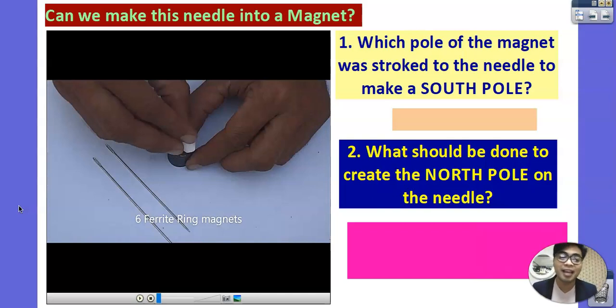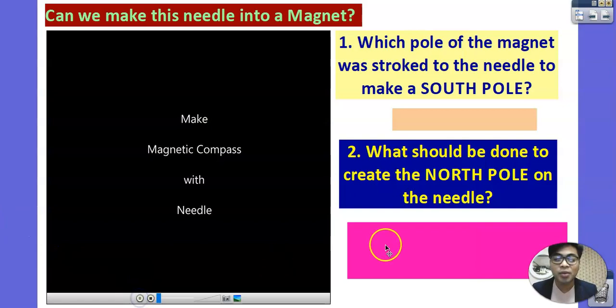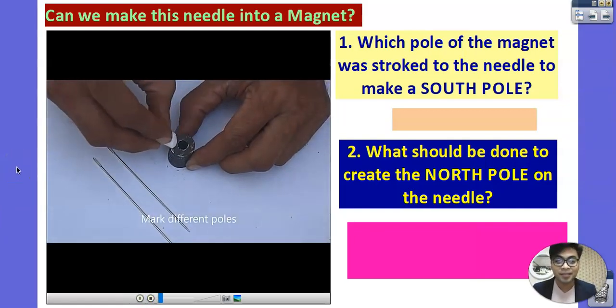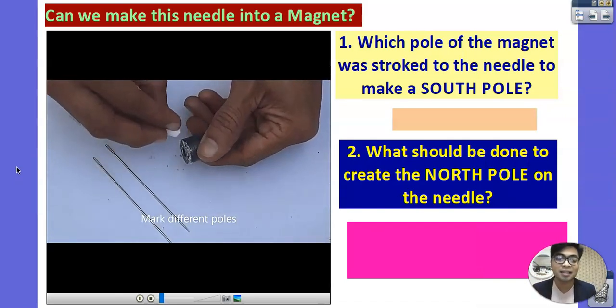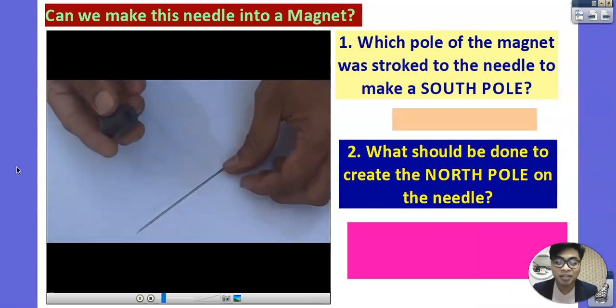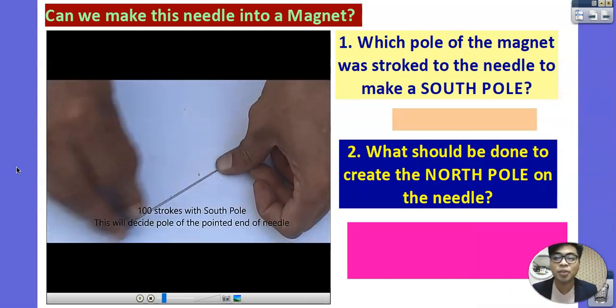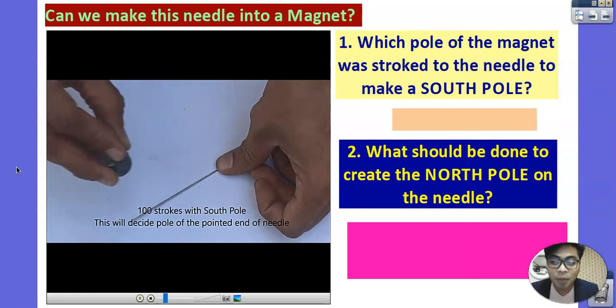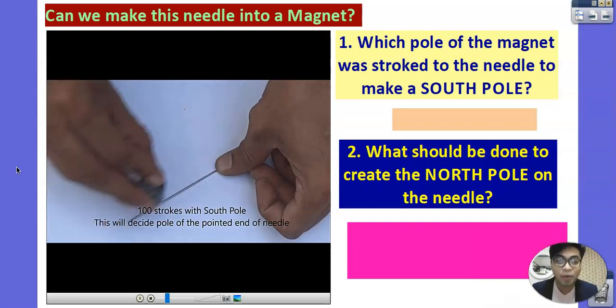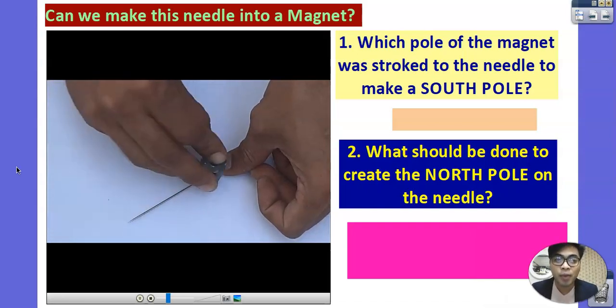To better understand and better answer that question, and to prove that we really can make this needle into a magnetic material, I want you to take a look at the video right over here. All we need is a ferrite ring magnet. It's a circular magnet, and I think you have seen this a lot of times in our laboratory. We're going to mark it to associate it with a different pole and just rub it there. So 100 strokes with the south pole, and this will decide the pole of the pointed end of the needle. Take note that we are rubbing it with the south pole.